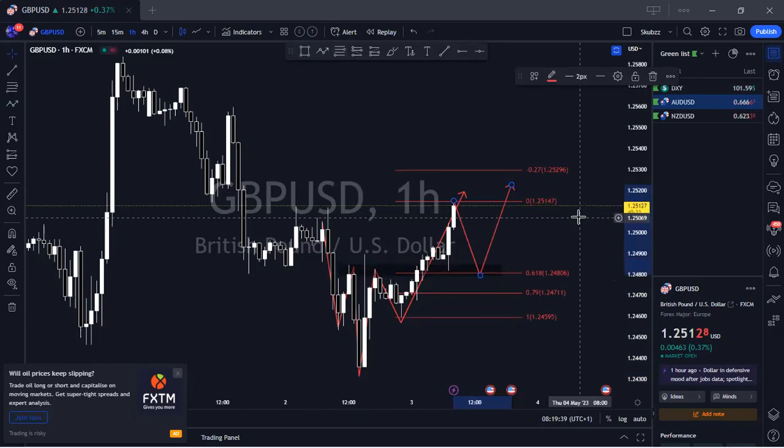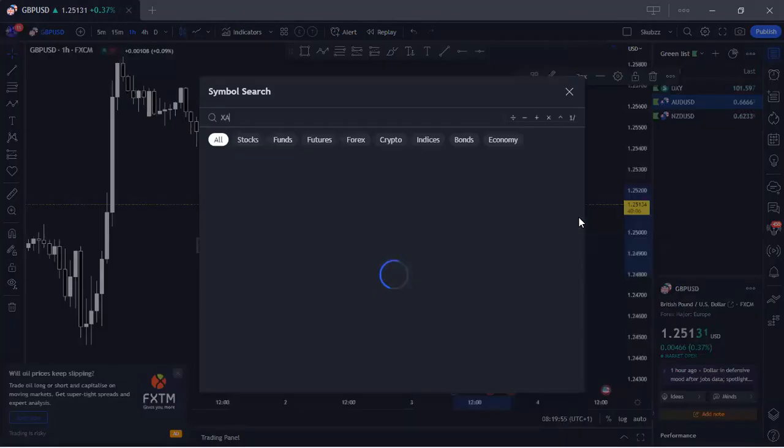Any other pair you guys want us to take a look at? Yes, boss. Let's look at gold. I already expected that.